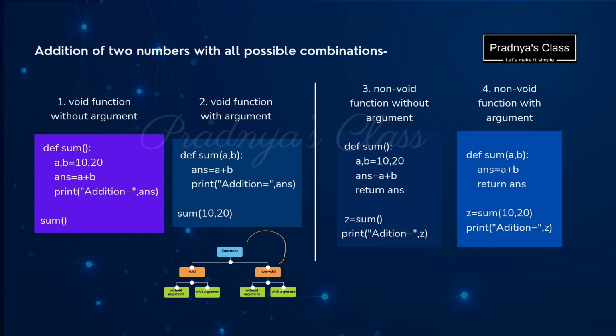Now we are in the non-void function. Non-void means we will return some value to the main program. But look at the subcategory. Here we are not passing any argument to the function. Look at the example. We are not passing any argument. It means the function will take its own value, perform some calculation, and as it is a non-void function, we need to return a value. That we are accepting in one variable and printing it.